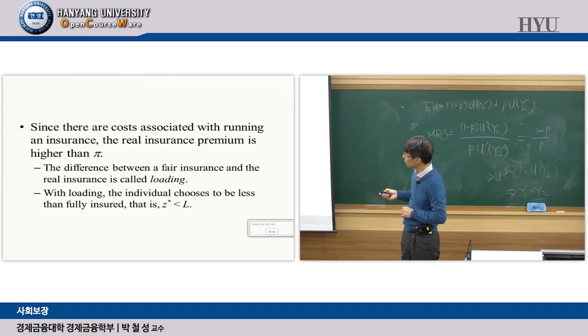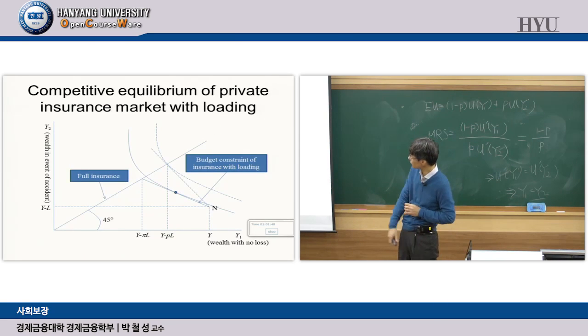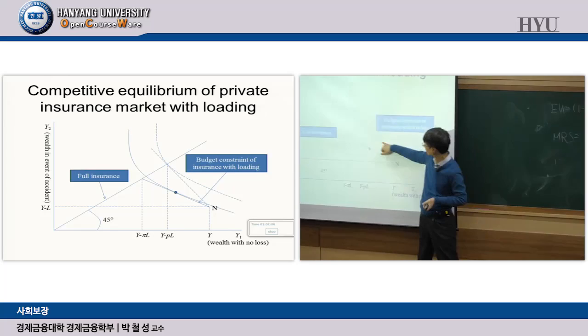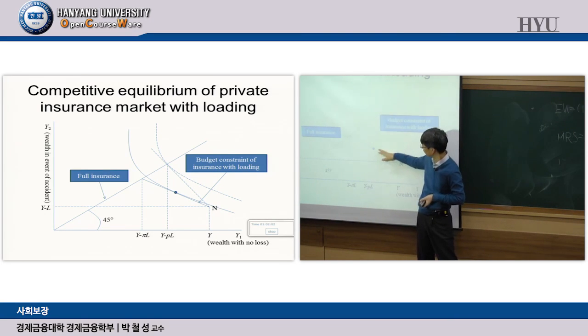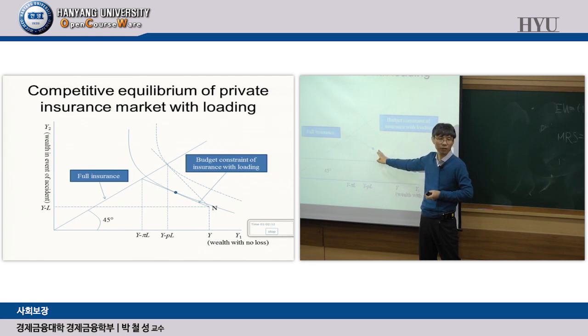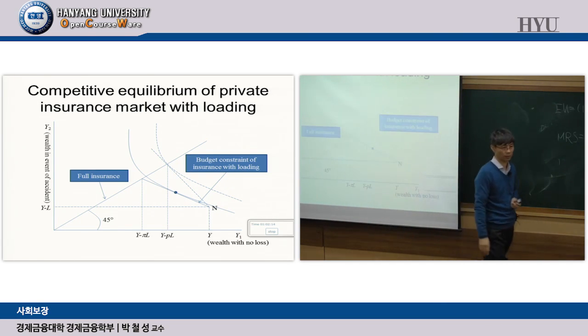So if there is a loading, then the individual will choose to be less than fully insured. What usually happens is something like this. If there is a loading, the insurance premium is higher than p. So as I said, this line is going to be flatter. When this line is flatter, your expected utility looks like this, and then you go down, and you choose this one. So obviously, it's not full insurance. It's less than full insurance. In most cases, it's optimal to choose less than full insurance.